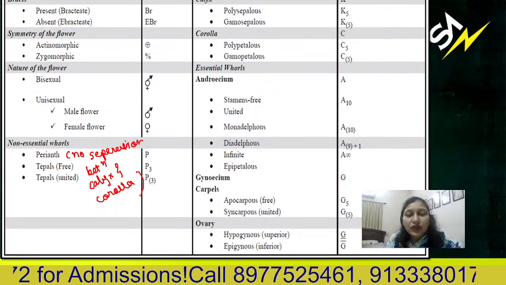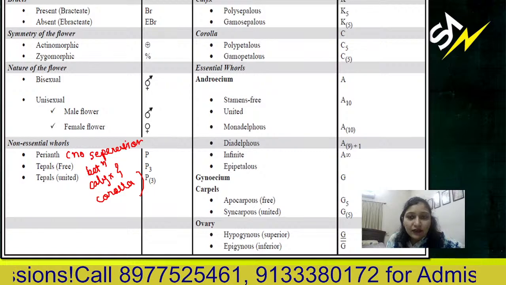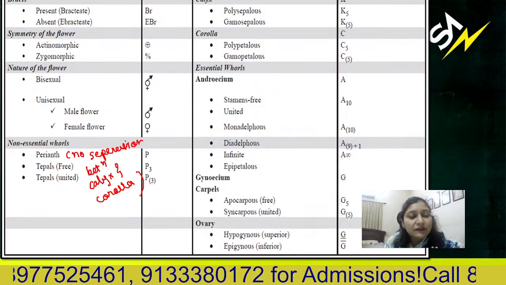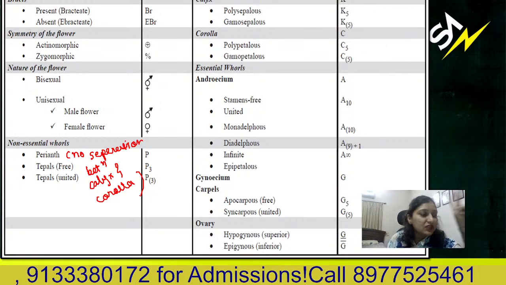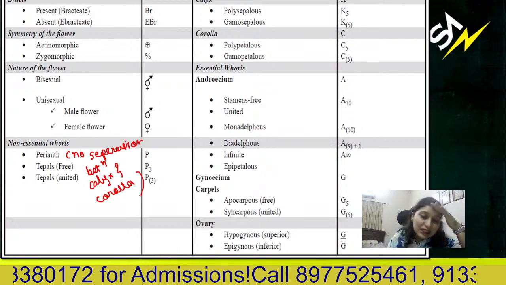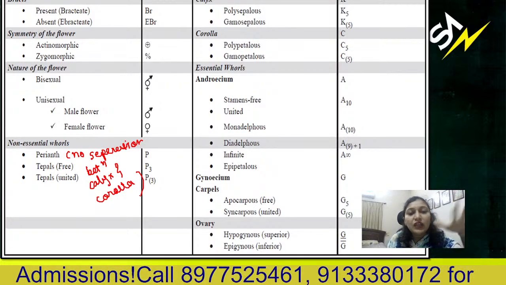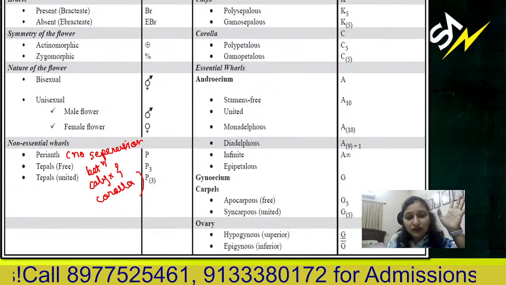Then for calyx we use K. For corolla we use C. Androecium is A. If androecium is monoadelphous, that means only one bunch is there. If it has two bunches, then it is known as diadelphous. If it has infinite stamens, then it is called infinite.